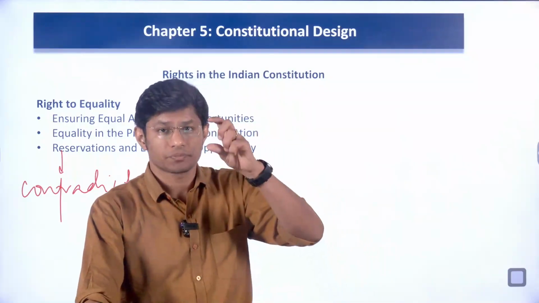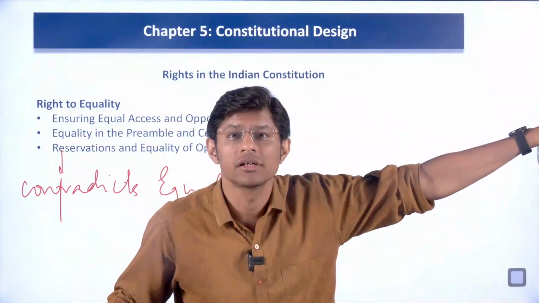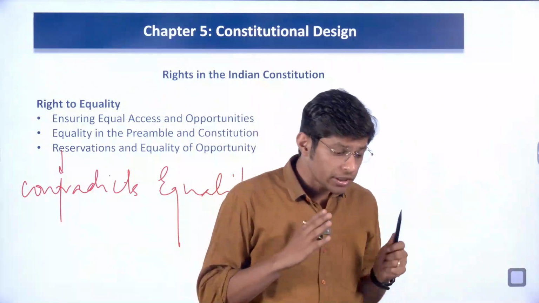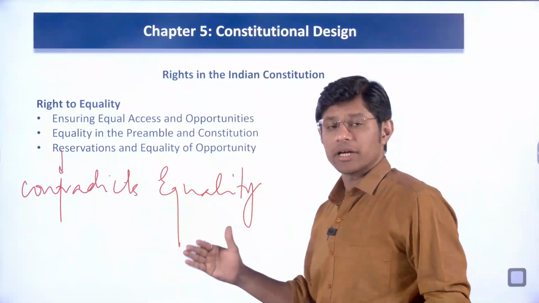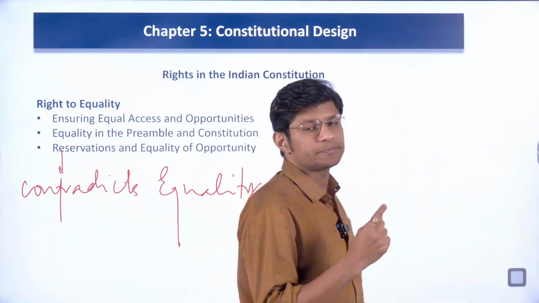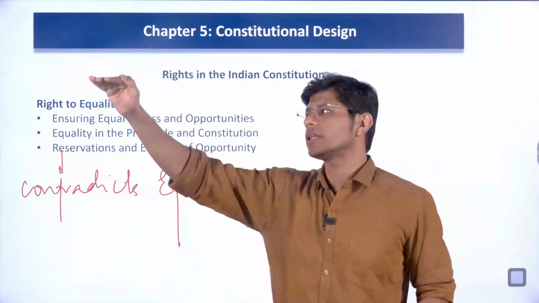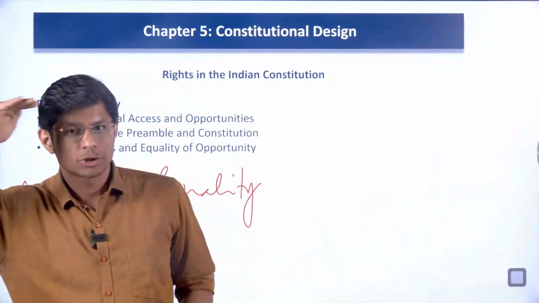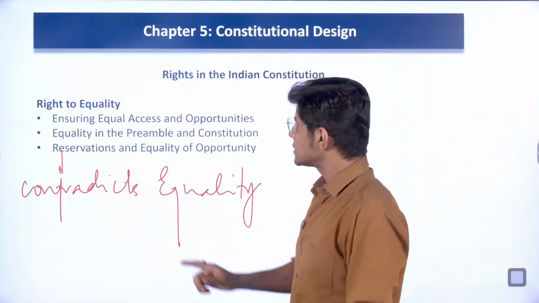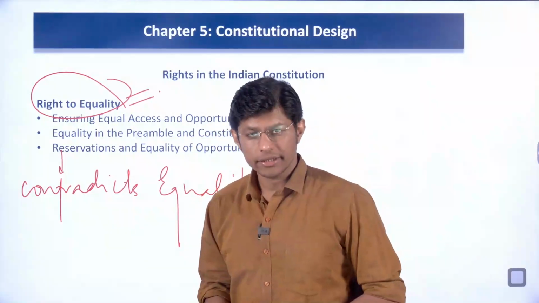It ensures that those who are systematically excluded since thousands of years get this support so that they can come at par with others. So equality is not only about treating everyone the same. It is about ensuring that people get support from the state so that they can come at par with people who are already socially and educationally well off. This is right to equality. I hope you understood the concept of right to equality, right?